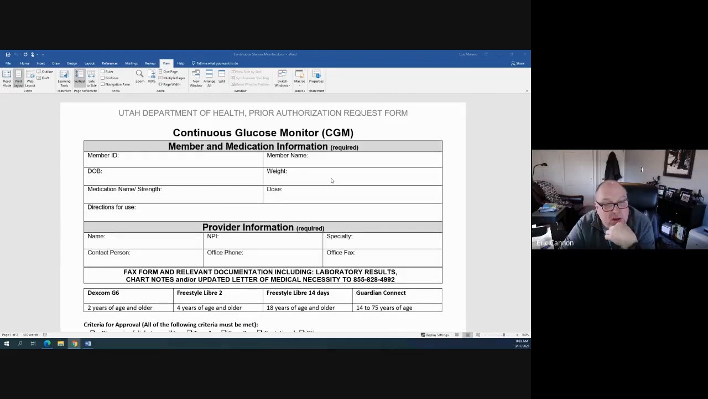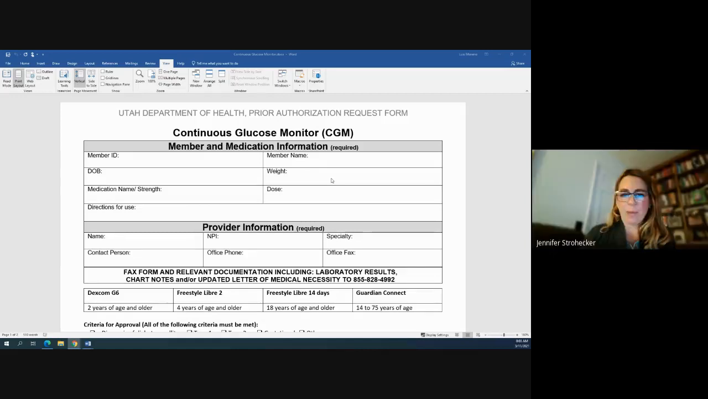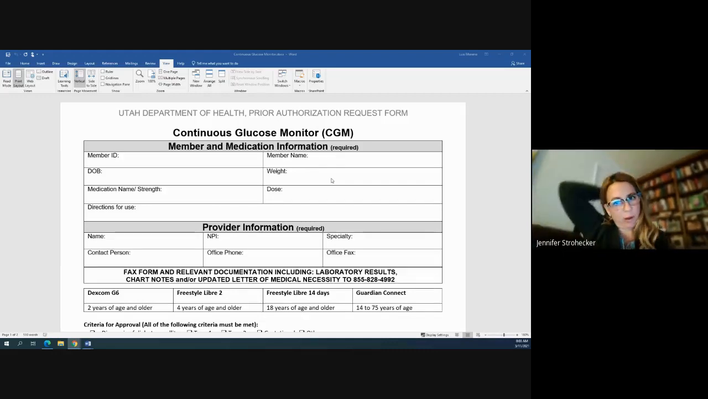Everybody in traditional Medicaid would qualify, but in non-traditional Medicaid, there might be populations that are limited. We have reviewed those on a case basis through the prior auth process.